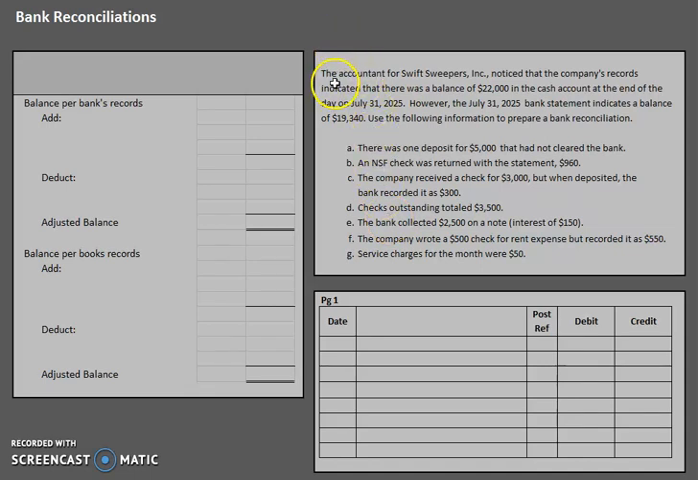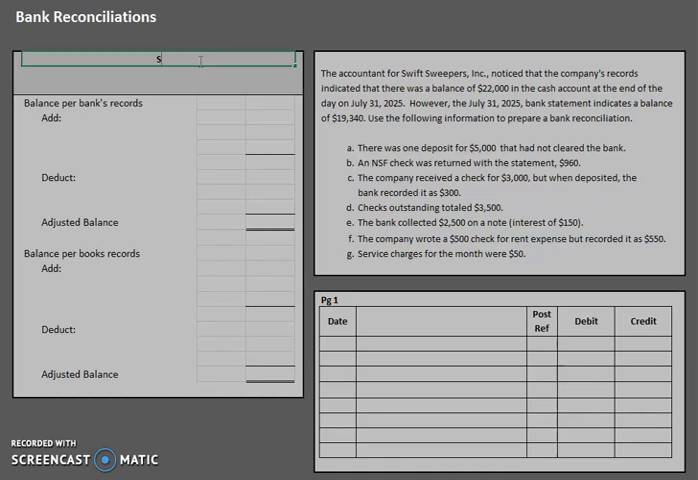So here we have the accountant for Swift Sweepers Incorporated. Notice that the company's records indicated that there was a balance of $22,000 in the cash account at the end of the day on July 31st, 2025. However, the July 31st, 2025 bank statement includes a balance of $19,340. So as you can see here, we already have a little bit of a discrepancy. According to the accountant's records, we should have $22,000 in the account. However, upon closer examination of the bank statement, we actually only have $19,340 in our actual checking account. So we have to figure out where this difference comes from.